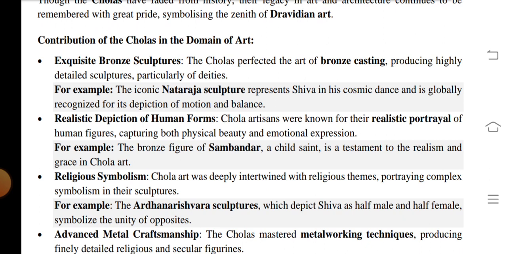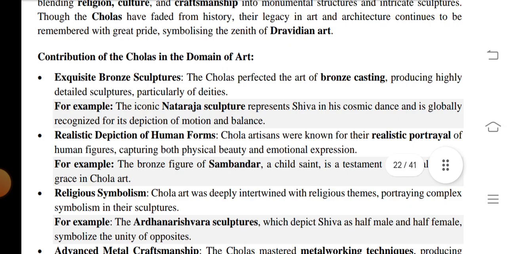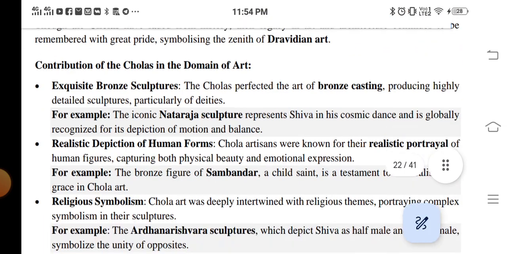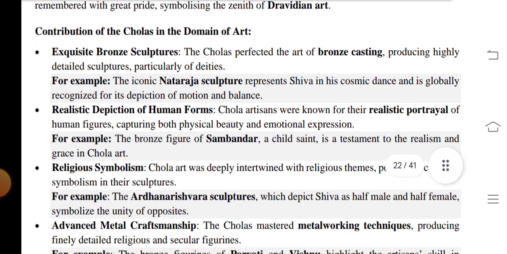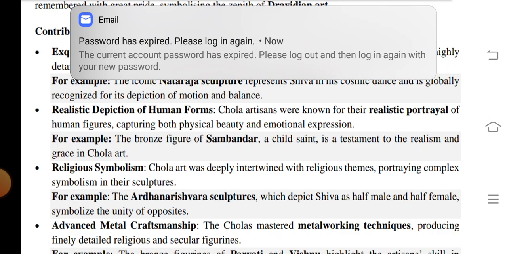Chola artisans were known for their realistic portrayals of human figures, capturing both physical beauty and emotional expression. For example, the bronze figure of Sambandar, the child saint, is a testament to the realism and grace in Chola art.